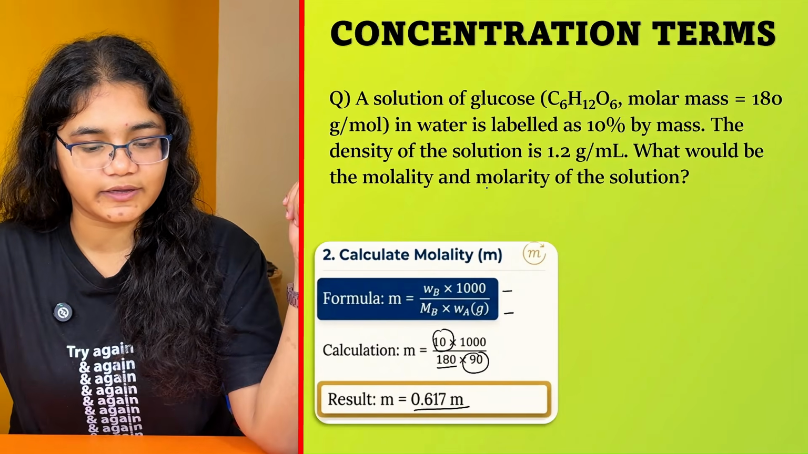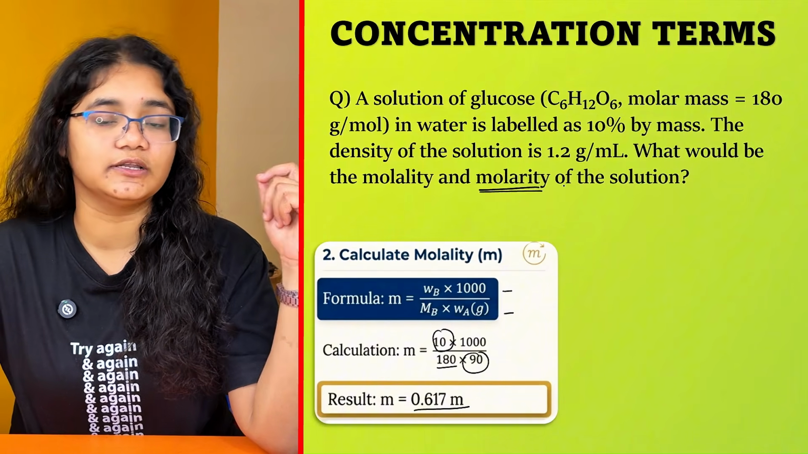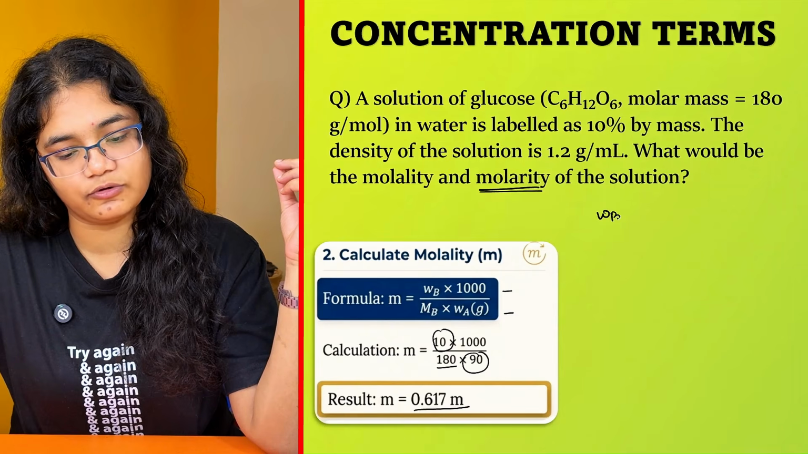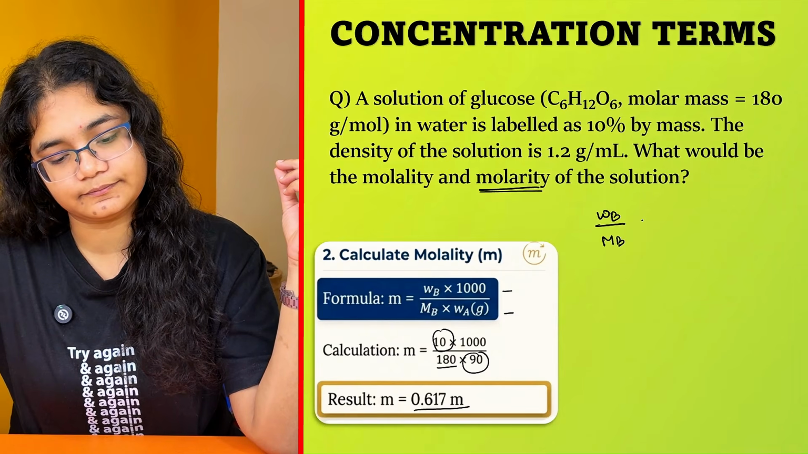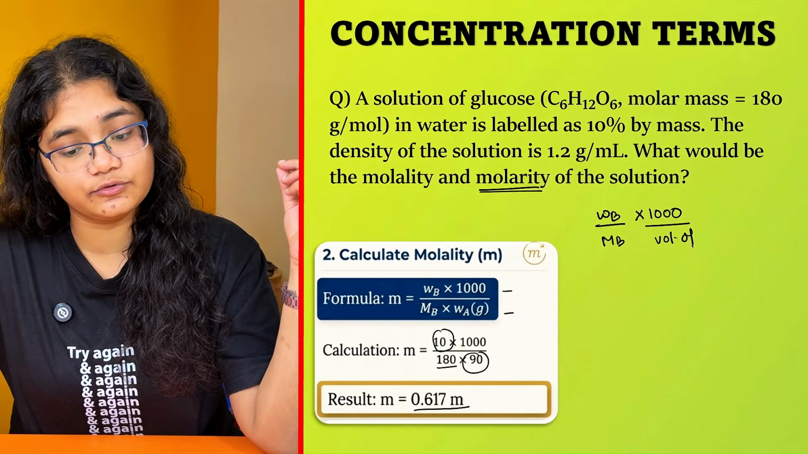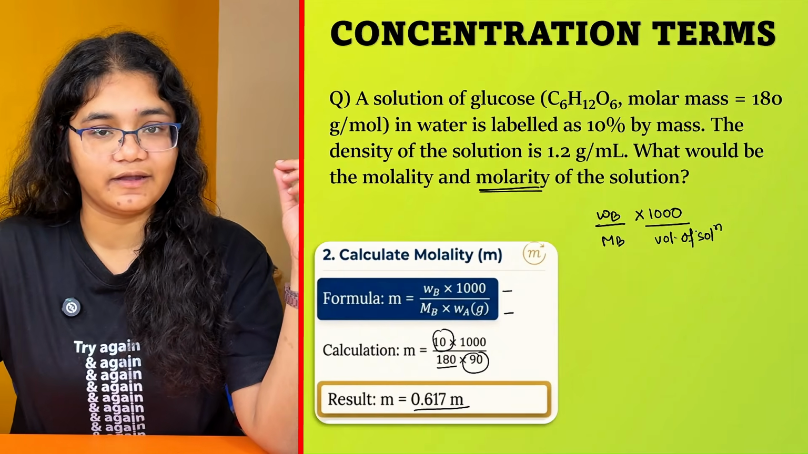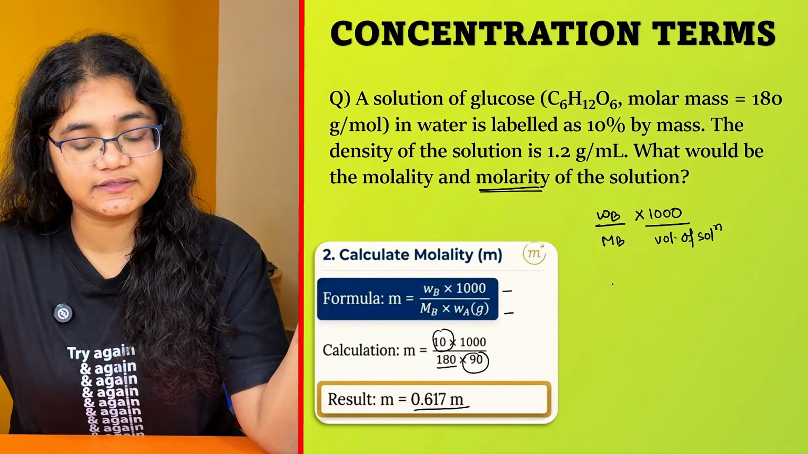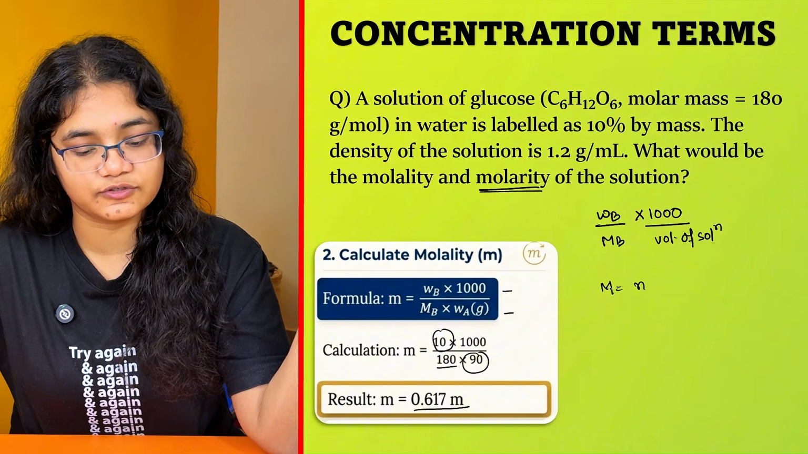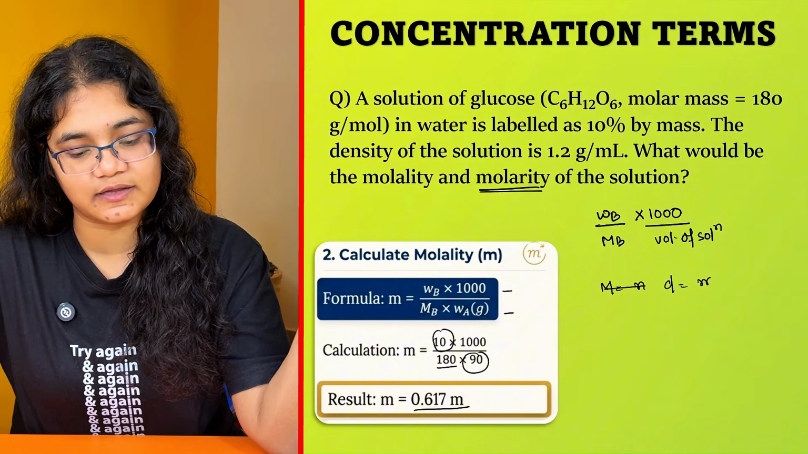Now the next part of the question is to find the molarity of the solution. See, for molarity, what I need, if you just write down the values or formula, WB by MB into 1000 by volume of solution I need, right? Volume of solution is needed. Now what is the formula of molarity? Sorry, what's the formula of density? Density is mass by volume.